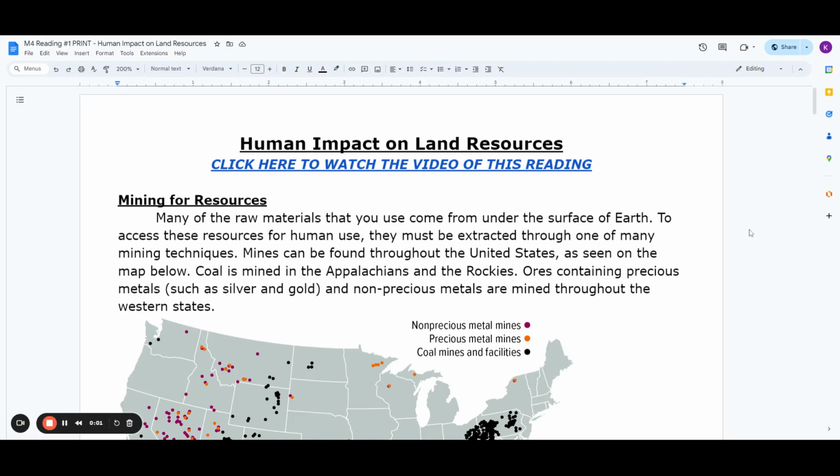This is your human impact on Earth's resources reading number 1. This is the human impact on land resources.